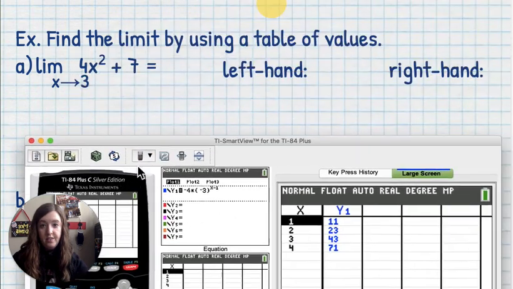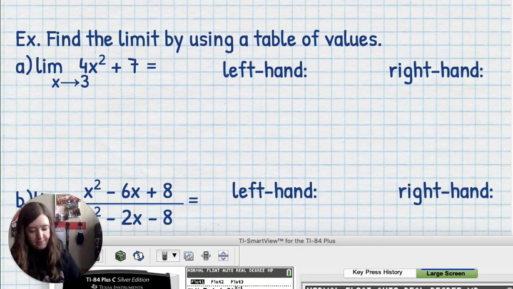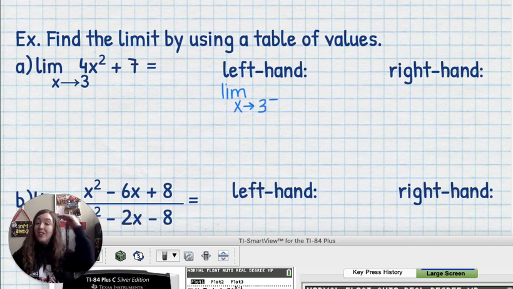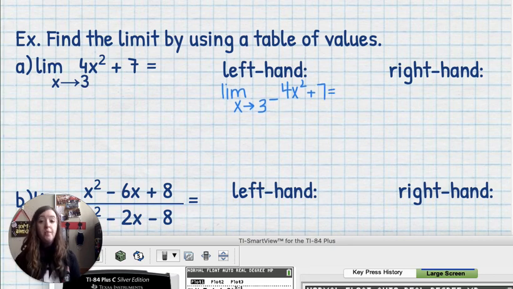All right, these aren't the values we want. Hang on just 1 minute. Okay, so the left-handed limit. So this will be the limit as x approaches 3 from the left. We have a little negative sign up there with the 3. That means I'm coming from the left side of my graph of 4x squared plus 7. So from the left, those values getting closer to 3 are going to be like 2.8, 2.9, 2.99. So that's what we're going to plug in now.